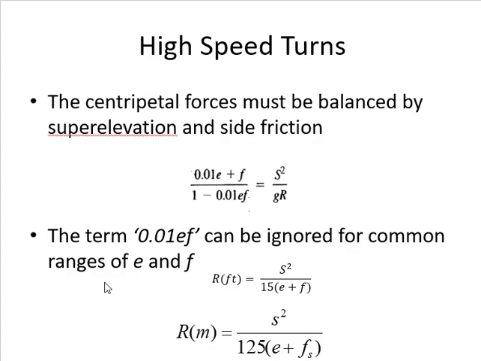Okay, for high speed turns, we said that the external forces acting on the vehicle are increasing. So it's not a constant value now. I cannot fix the value of the radius. I have to balance the radius according to the motion of the vehicle. So this is the equation we are trying to balance. The left hand side should be equal to the right hand side.